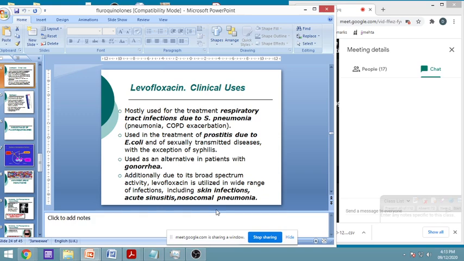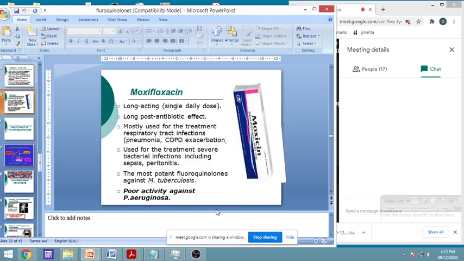It is used in the treatment of prostatitis, that is inflammation of the prostate gland due to E. coli, and sexually transmitted diseases. With the exception of syphilis, which means it is not used in syphilis, it is used in gonorrhea. Due to its broad spectrum activity, it is utilized in a wide range of infections like skin infections, acute sinusitis, nosocomial pneumonia. Now you know nosocomial, that is which is acquired in hospital.